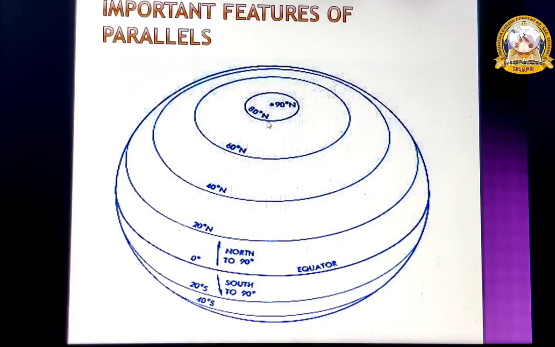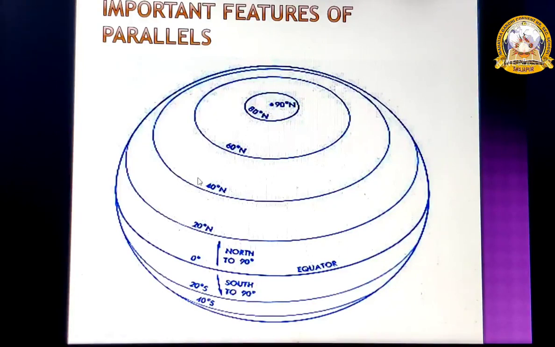The length of the parallel decreases. Now see, this is the equator. The length of the parallel decreases as we move away from the equator toward the pole. When we move from the equator toward the pole, how does the length of the parallels become? It decreases, becomes smaller. So all the parallels are complete circles, and the length of the parallels is different, they are not the same. The length of the parallel decreases as we move away from the equator towards the pole.